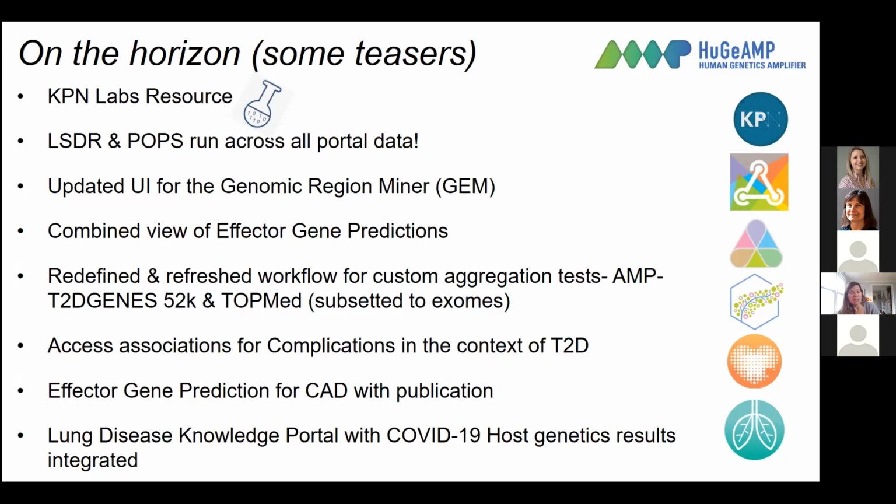We'll have new methods, LD score regression and POPS run across all portal data, updates to the GEM module I mentioned, combined views of effector gene predictions for type 2 diabetes and several other traits. That'll be primo. Refined, refreshed workflows for our aggregation tests, including TOPMed and our 52K exomes, so you can have custom aggregation tests run. Association results viewed for complications in the context of type 2 diabetes, a way of viewing complications that we are experimenting with as we build the portal out for diabetes and its various forms.